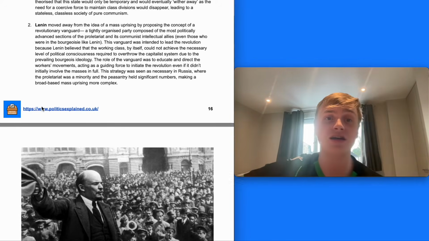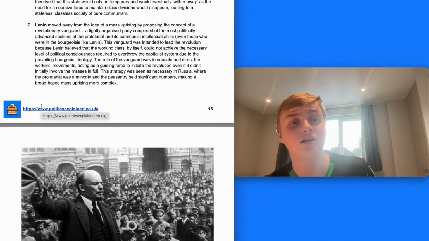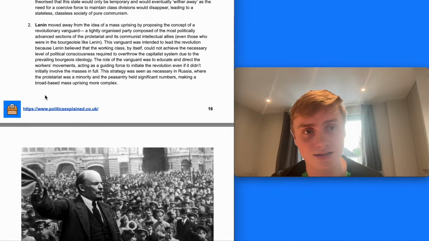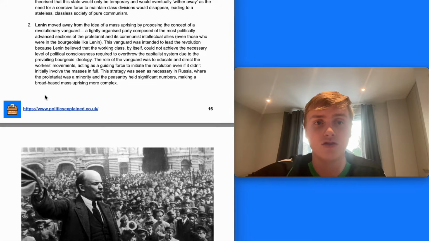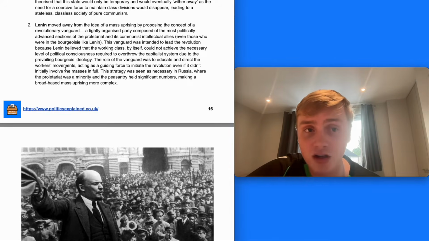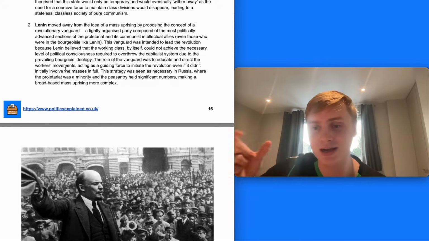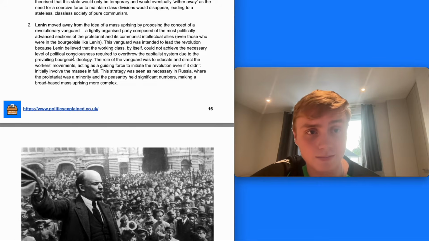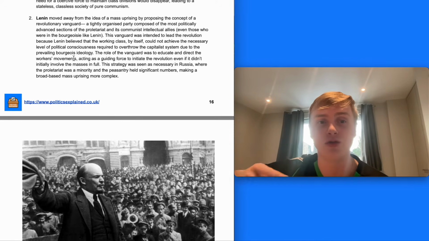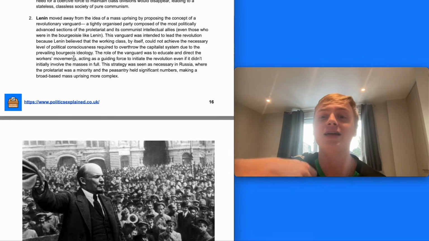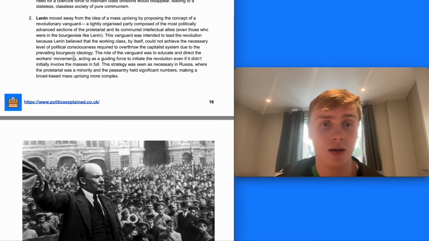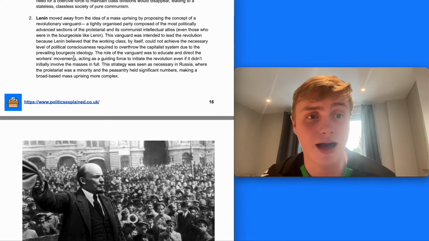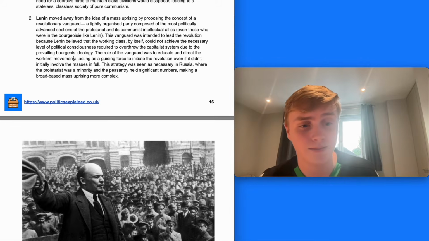Lenin moves away from this idea of a mass uprising and advocates for the concept of a revolutionary vanguard. So you don't need a mass uprising in the working class. Instead, you could have a tightly organized group of the most politically advanced sections of the proletariat, of the working class, and communists and intellectual allies as well, even those who are from the bourgeoisie. And this small group could lead a revolution and create a communist society rather than it needing to be the working class as a whole. And this is especially significant in Russia because there wasn't a big working class at the time. It was still a largely feudal society.